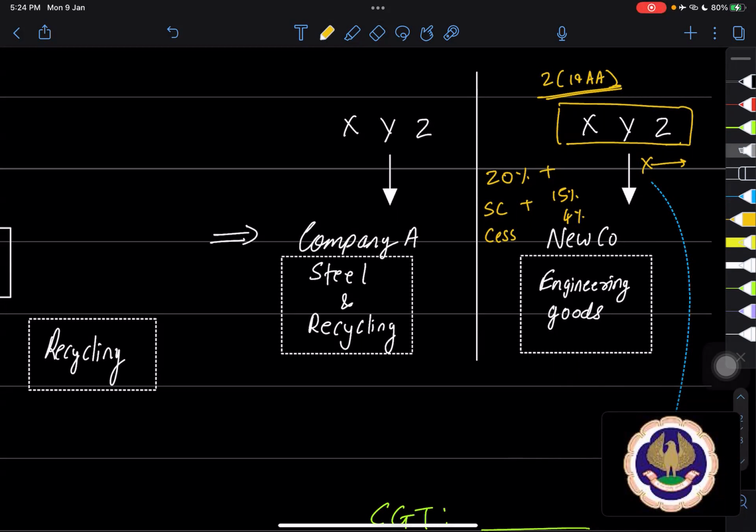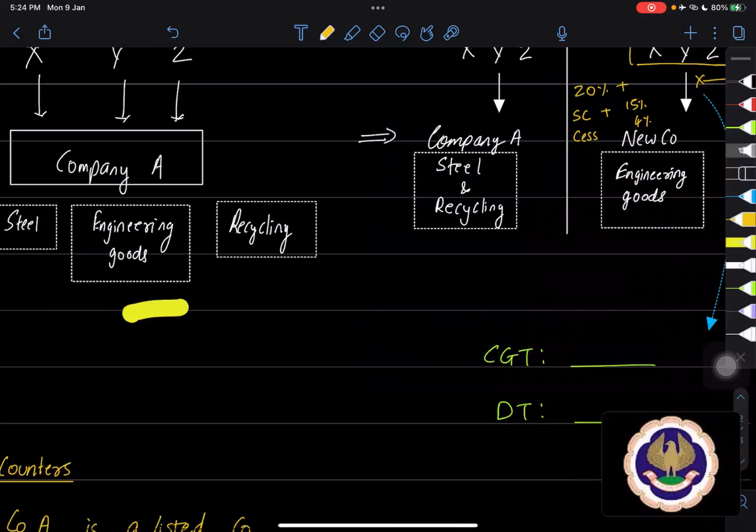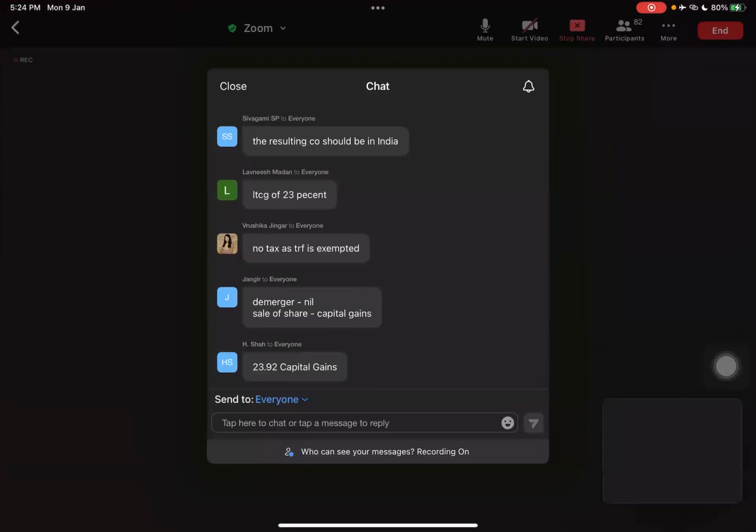So we are breaking down the simple transaction of sale of business and repatriation through dividend into two transactions. One is the demerger and then the sale of shares of the new co. By doing this, you are eliminating the dividend tax. So this is an important strategy. If you have any questions till this point, just let me know. We can address those questions and then move on.